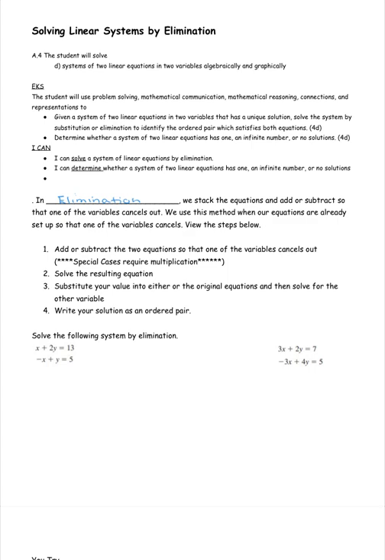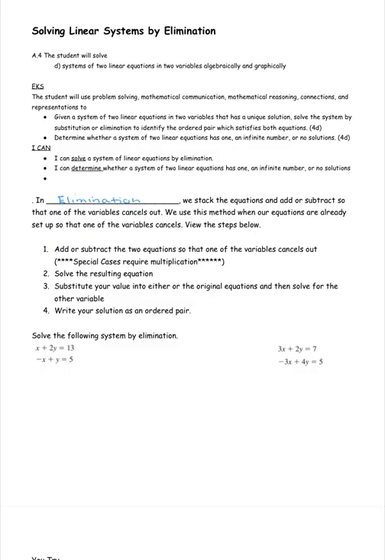View the steps below. So you're going to either add or subtract the two equations so that one of the variables cancels out. Special cases require multiplication. So for elimination, we'll be using addition, subtraction, and multiplication for special cases. Solve the resulting equation. Substitute your value into either of the original equations, then solve for the other variable. Write your solution as an ordered pair.